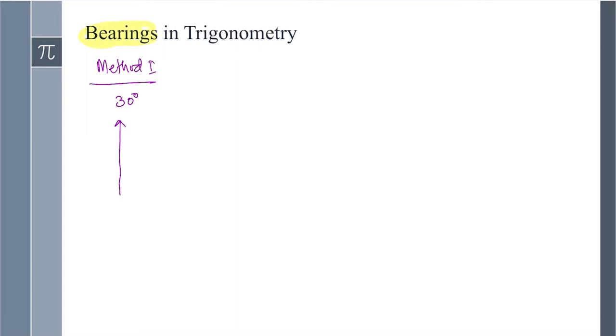Okay, so we have this north. From north, we go in the clockwise direction. So from north, we go 30 degrees, and then that object or that thing is in that direction. So from north, 30 degrees in the clockwise direction. So that's one method of using bearings. Okay. The second method is a little bit different.